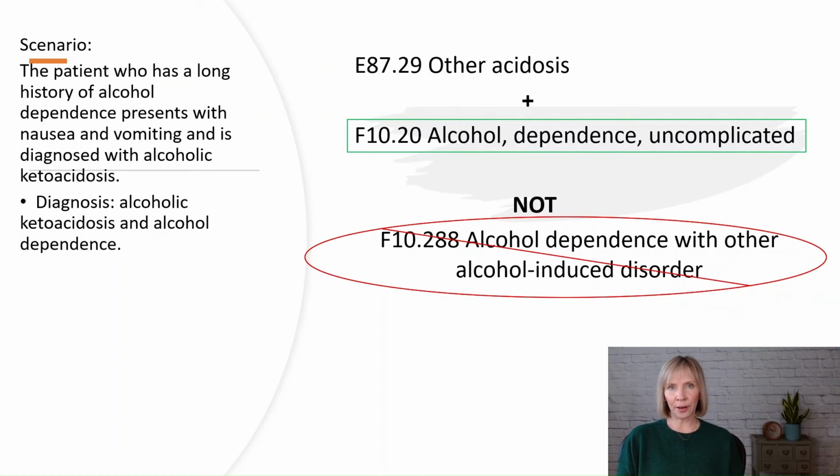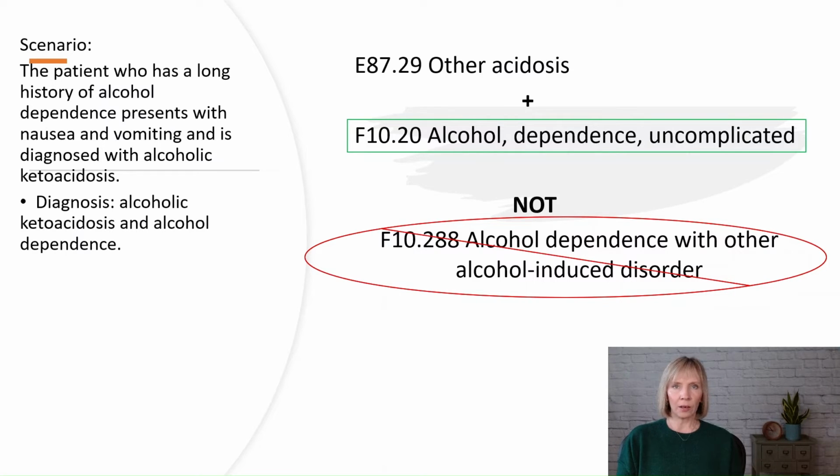In this next scenario, the patient who has a long history of alcohol dependence presents with nausea and vomiting and is diagnosed with alcoholic ketoacidosis. In this case, the code for ketoacidosis is assigned along with the code for uncomplicated alcohol dependence.